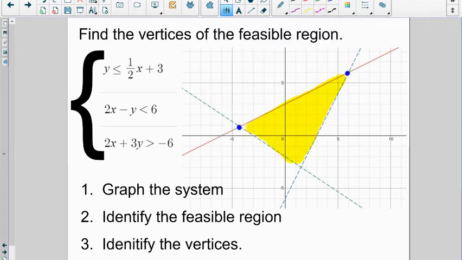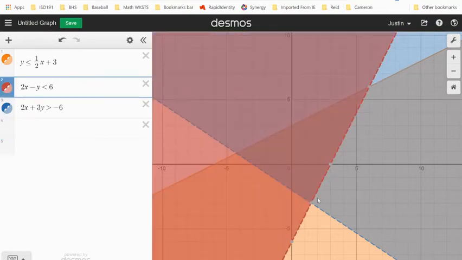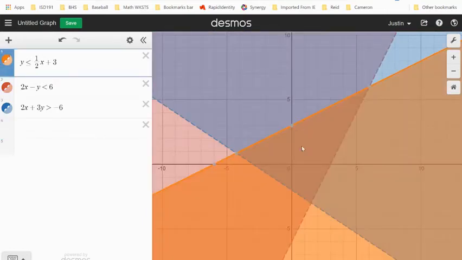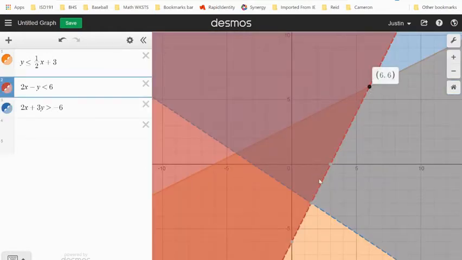One, two, three. Okay, so to find that, we're going to go back to Desmos. And remember in Desmos, you can literally just click on it to see what it looks like. If you click on any one of these boundary lines, it's going to change the shading, but it also makes those intersections appear. Notice I have a dot here, but that's not the intersection of my boundary line, so I don't really care about that. That's just the x-intercept of that line.